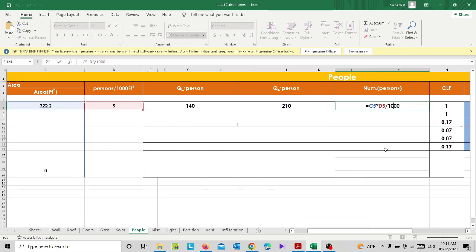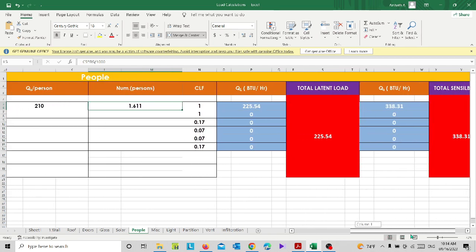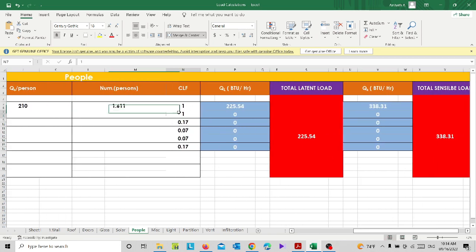We only have 322.2 feet square in our project, but for 1000 feet square we can consider 5. In that case, for 322.2 feet square, the number is only 1.6. Then the CLF value, let's consider that as 1, no issues at all. That's the maximum factor, so you can consider that.